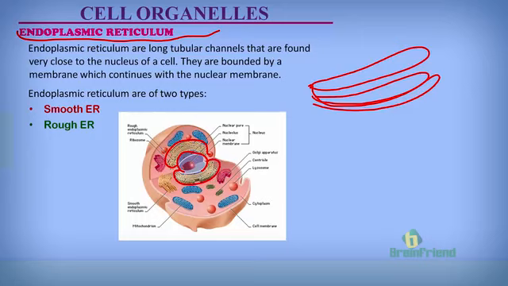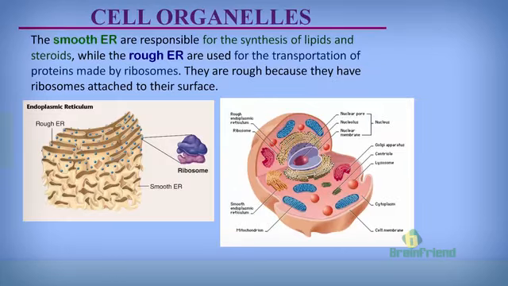As a matter of fact, endoplasmic reticulum has a membrane that surrounds it. The membrane of the endoplasmic reticulum continues with the membrane of the nucleus, so it is attached to the body of the nucleus. Endoplasmic reticulum are of two types. We have the smooth endoplasmic reticulum, which we can also shorten to ER, and the rough endoplasmic reticulum. These are the rough ones, and these are the smooth endoplasmic reticulum. Let's find out what they do.